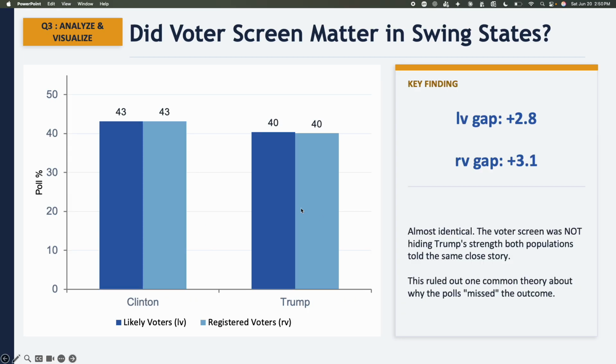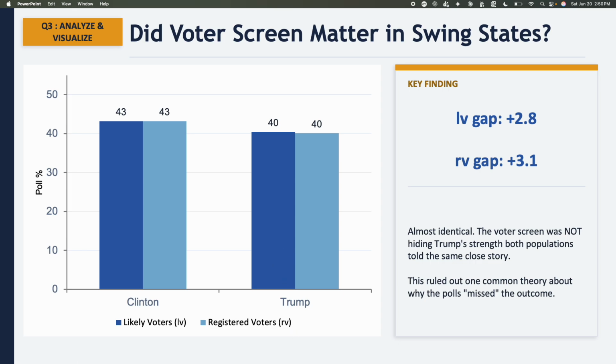Question 3 asks: did the type of voter screen matter in the swing states? Likely voter polls, represented by LV, are supposed to better predict who is actually going to vote. Registered voter polls cast a wider net.